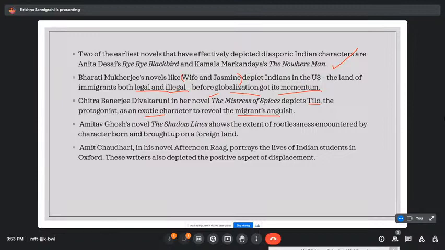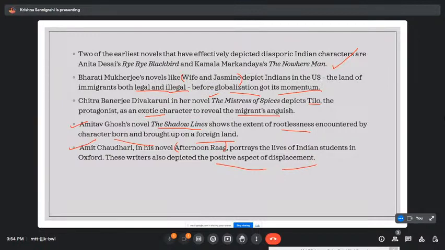Then Amitav Ghosh's The Shadow Lines. This is also a very good novel. If possible, you can read it. The idea and the imagery and the implication of the shadow lines is very well presented in this novel by Ghosh. It shows the extent of rootlessness encountered by characters born and brought up in a foreign land. Then Amit Chaudhuri, in his novel Afternoon Raag, portrays the lives of Indian students in Oxford. These writers also depicted the positive aspect of displacement.